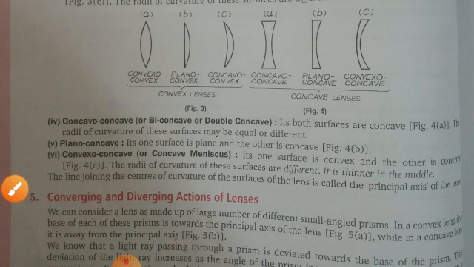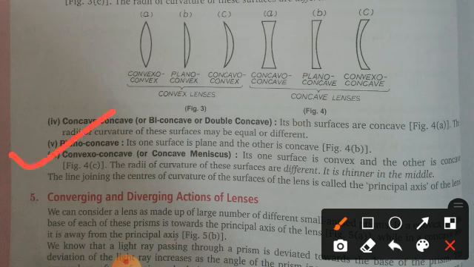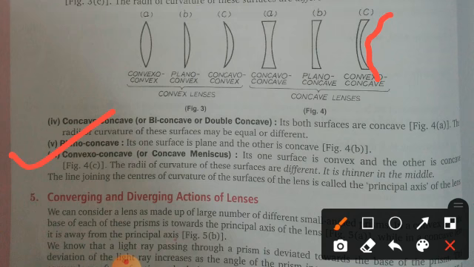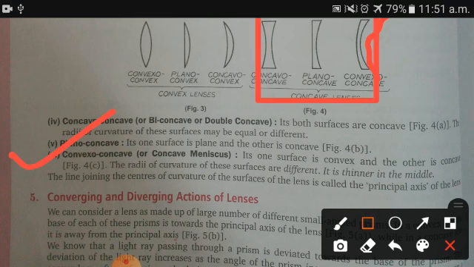The sixth one is convexo concave, or concave meniscus. Meniscus means a curved surface. You can see in figure C, this is the curved surface, so this is called the meniscus. In convexo concave, one surface is convex and the other is concave. Clear? The radii of curvature of these surfaces are different. It is thinner in the middle.